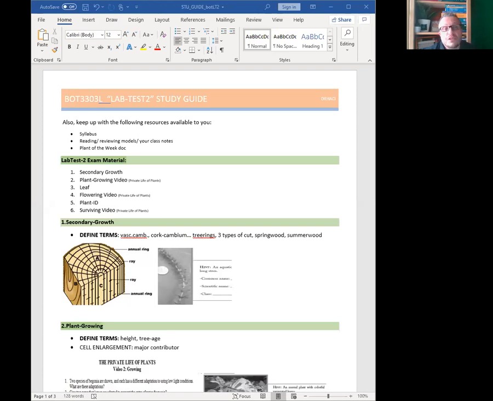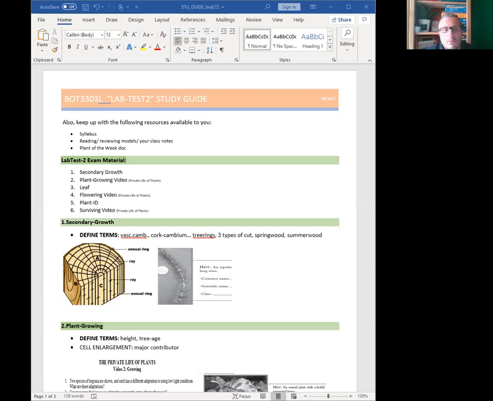So lab test 2 is going to cover the following materials: secondary growth lab, plant growing video lab, leaf lab, flowering video lab, and plant ID lab, and finally surviving video lab. Okay, so I'm going to go over each of them quickly.